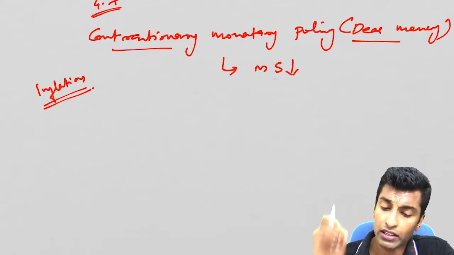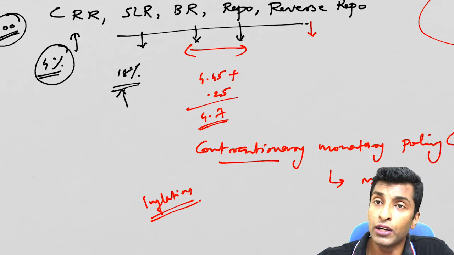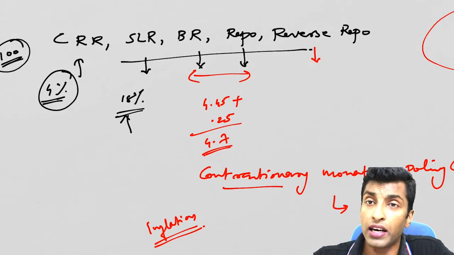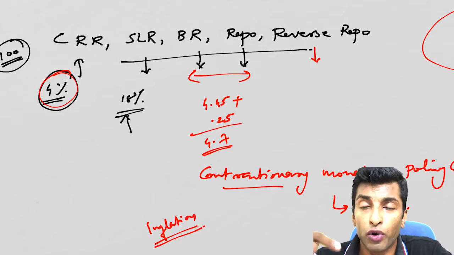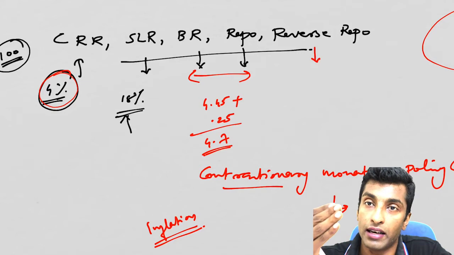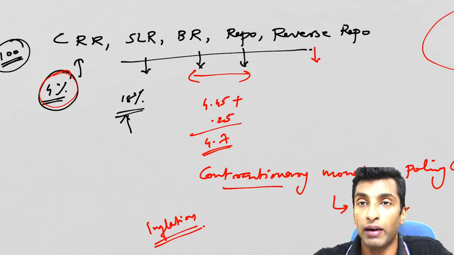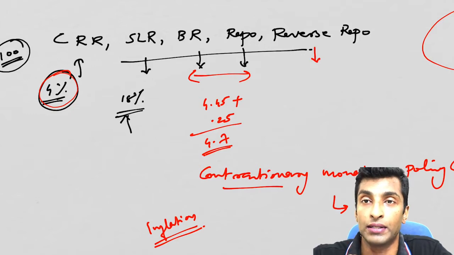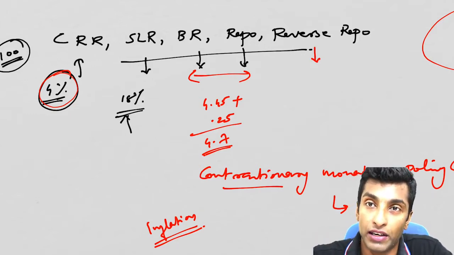So what are the measures? These are the monetary policy tools that RBI has. What can be done with CRR? Let's say now it is 4%. That means you have to keep 4% with the Reserve Bank, right? Now if you increase CRR, what will happen? When you increase CRR, you have to keep more money with the Reserve Bank, so your lending capacity will decrease. When the lending capacity decreases, the credit creation capacity will decrease.